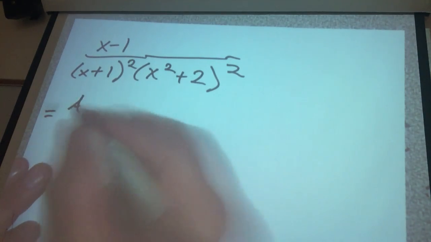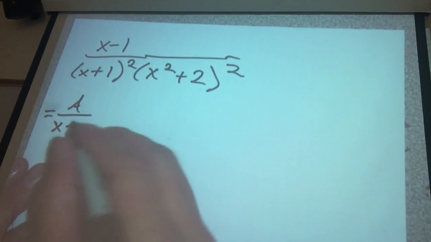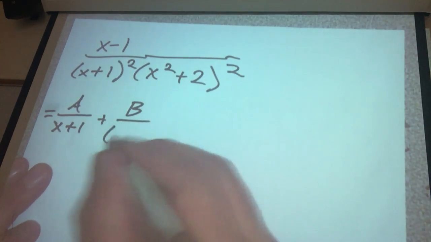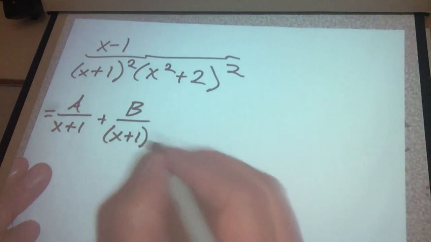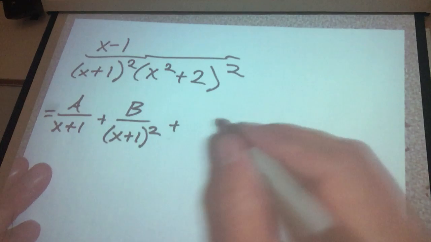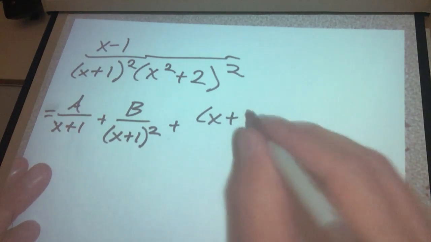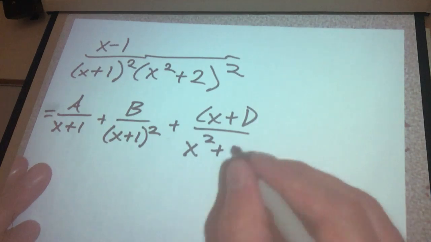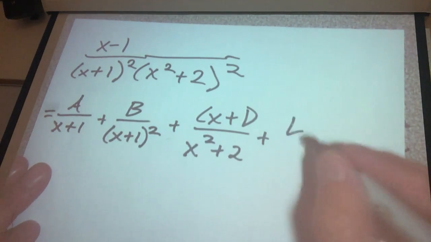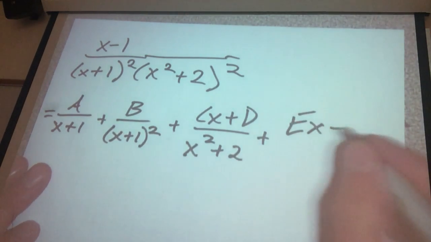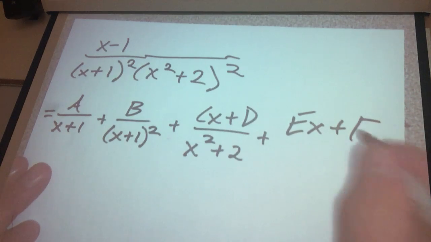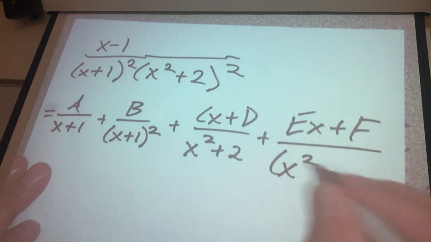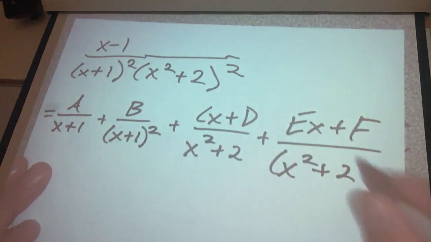So this is A divided by (x plus 1), plus B divided by (x plus 1) squared, plus (Cx plus D) divided by (x squared plus 2), and plus (Ex plus F) divided by (x squared plus 2) squared.